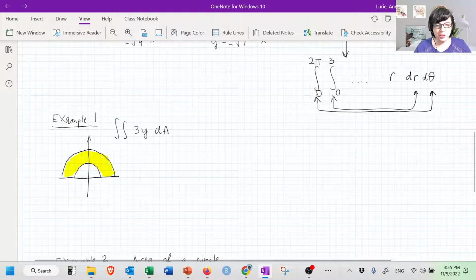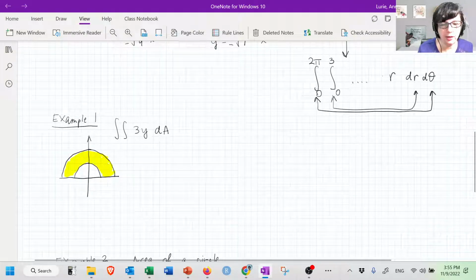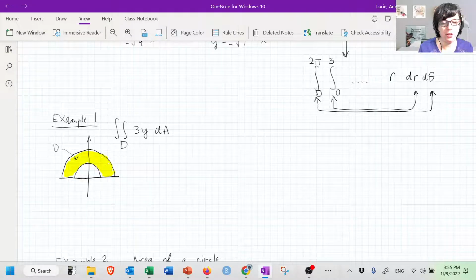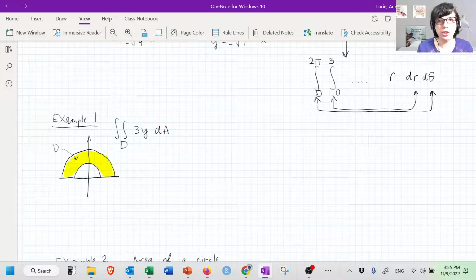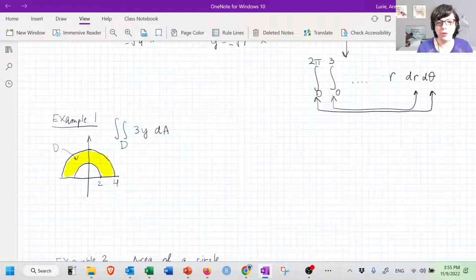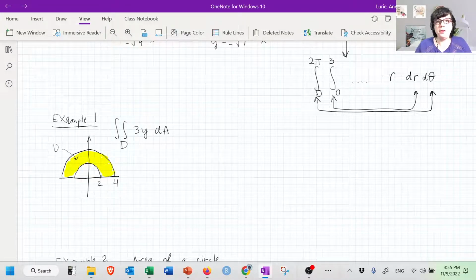Anyway, this is an example of solving the double integral of 3y dA over a region, let's call it D, and D is the region that is shaded here. It's a region like a donut, between two circles. The outside circle has a radius of 4 and the inside circle has a radius of 2. We want to integrate 3y over that specific region. It's going to be very difficult to integrate using x and y coordinates.